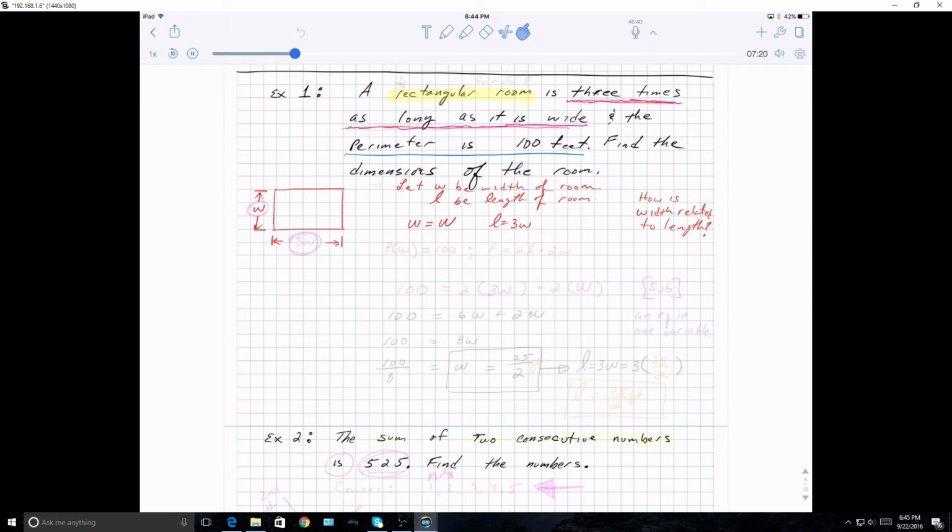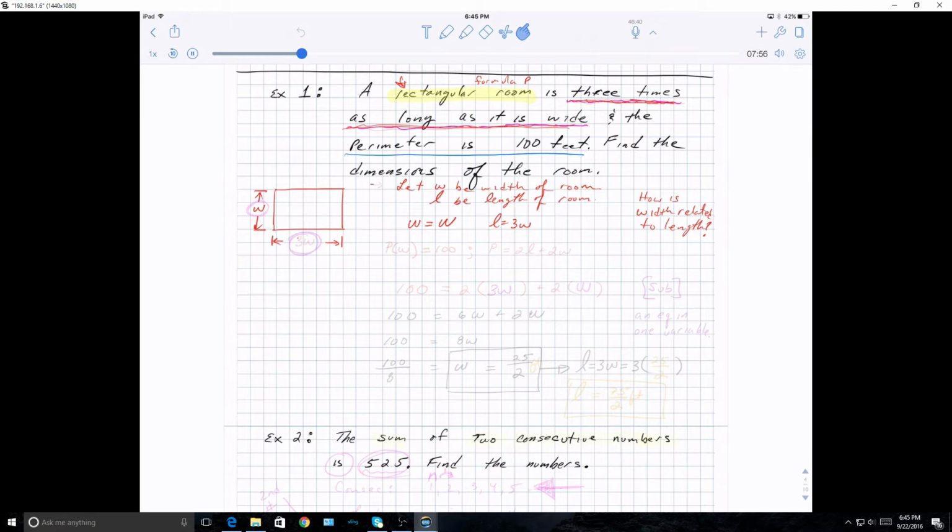So what I did was I started to highlight and utilize the key words. The rectangular room is going to tell us something about the formula for perimeter, and we now know that we're going to be using that. So we should put that down in a second. The other thing that we know is that one of the distances is 3 times bigger than the other. So it's 3 times as long as it is wide.